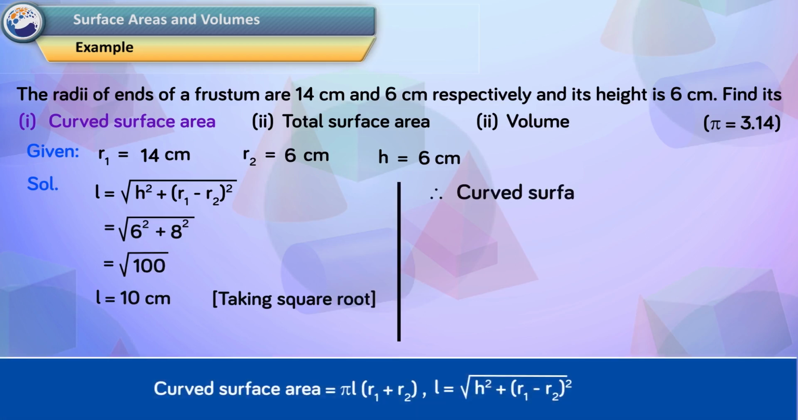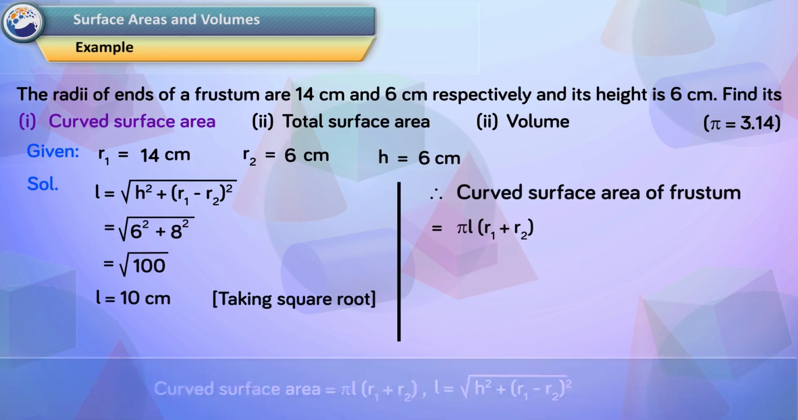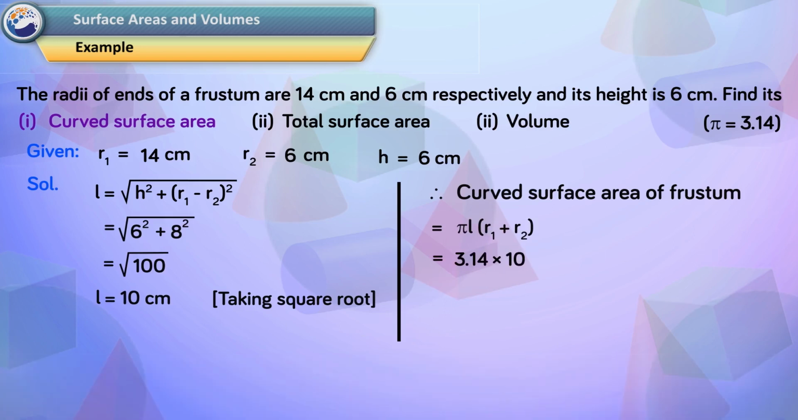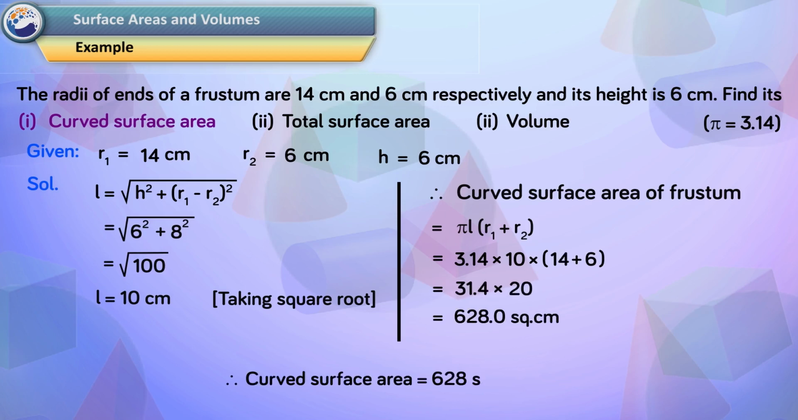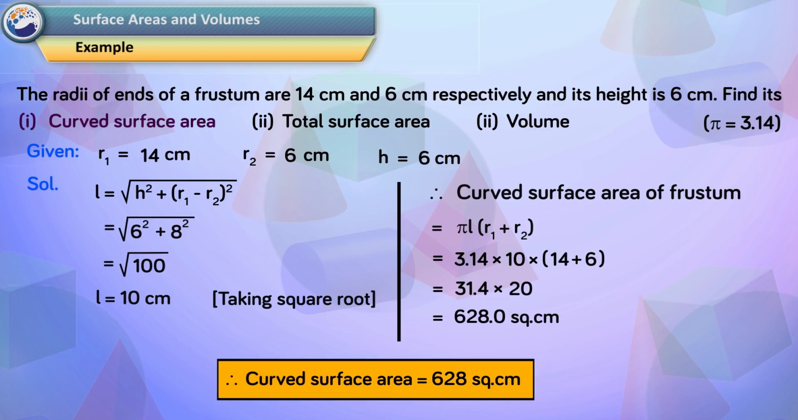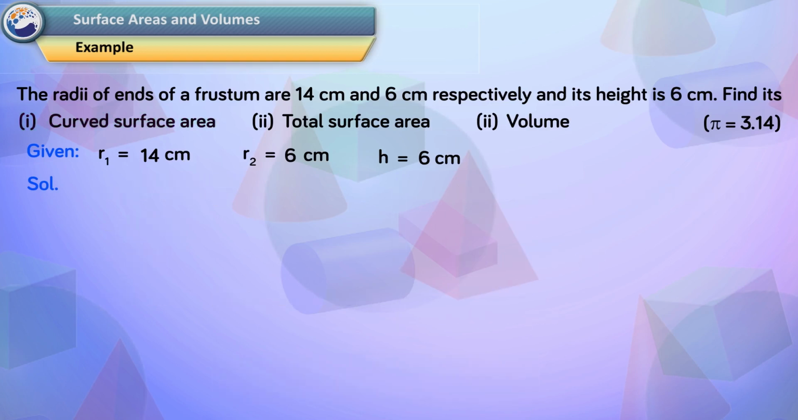Curved surface area of a frustum is equal to πL(R1 + R2) = 3.14 × 10 × (14 + 6) = 31.4 × 20 = 628.0 square centimeters. Therefore, curved surface area is equal to 628 square centimeters. 2. Total surface area of the frustum.